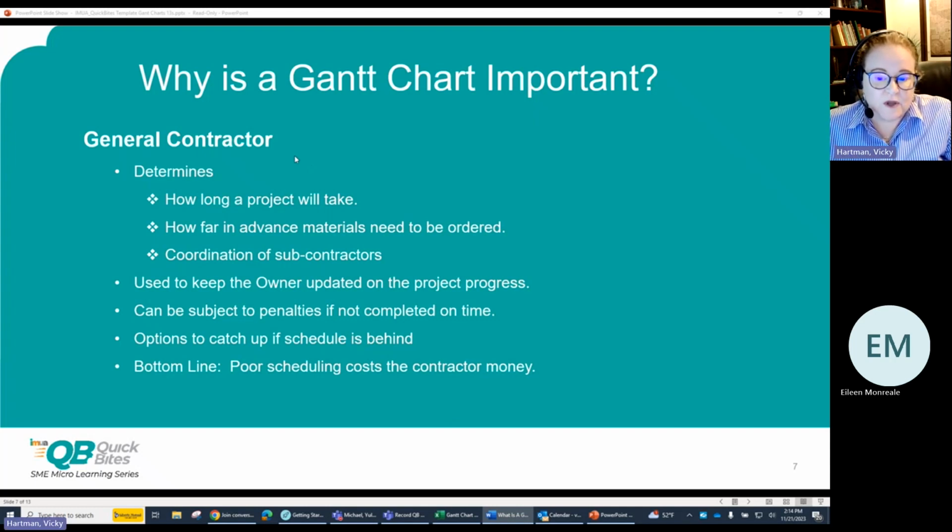This chart's also used to keep the owner updated on the progress of the project. Many contracts between the general contractor and the owner have penalties built in if the project isn't completed on time. $10,000 a day, for example, and it can go much higher depending on the size of the job.